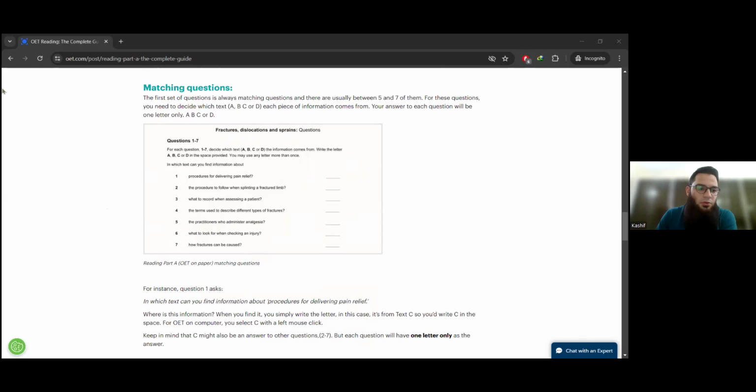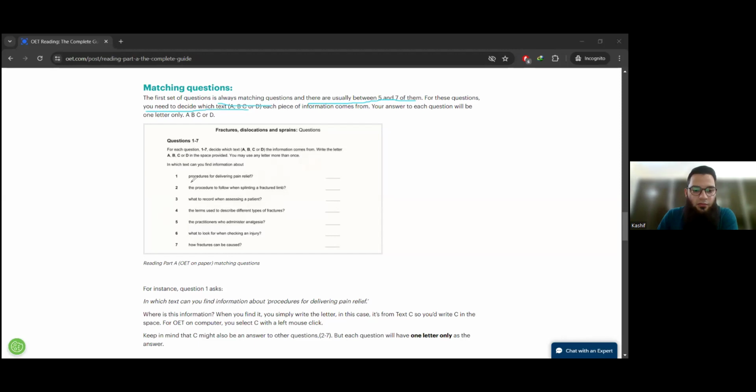Now that we have mentioned, there are matching questions. What is meant by matching questions? The first set of questions is always matching questions, and there are usually between 5 and 7 of them. For these questions, you need to decide which text we have seen. There are four texts in part A: text A, text B, text C, and text D. In this matching question, we have to make sure in which text that information is given.